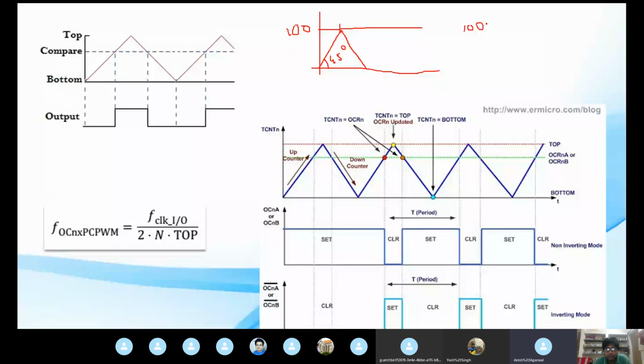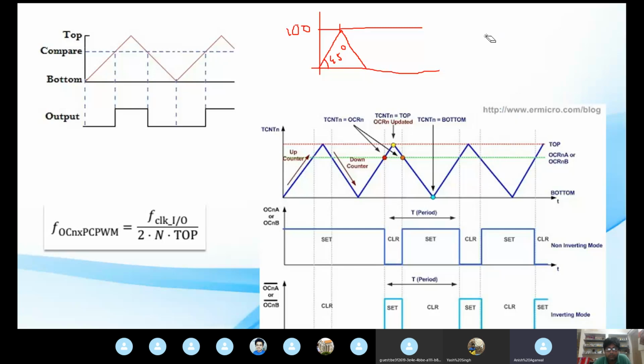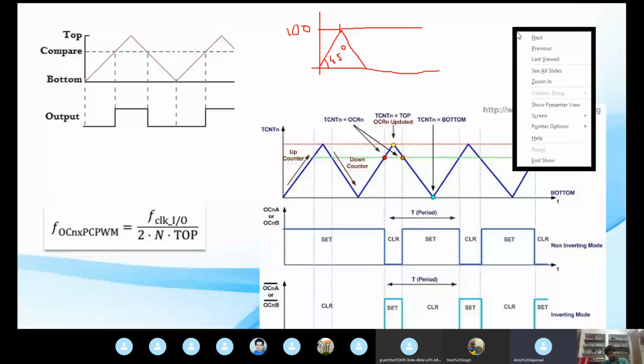So here you see, how did we find the number of cycles? The number of cycles is the frequency of the pulse. How did we define it? In 1 second, the microcontroller could count till 1000. I set the top as 100. Now for one cycle, the time taken is 2 into top.